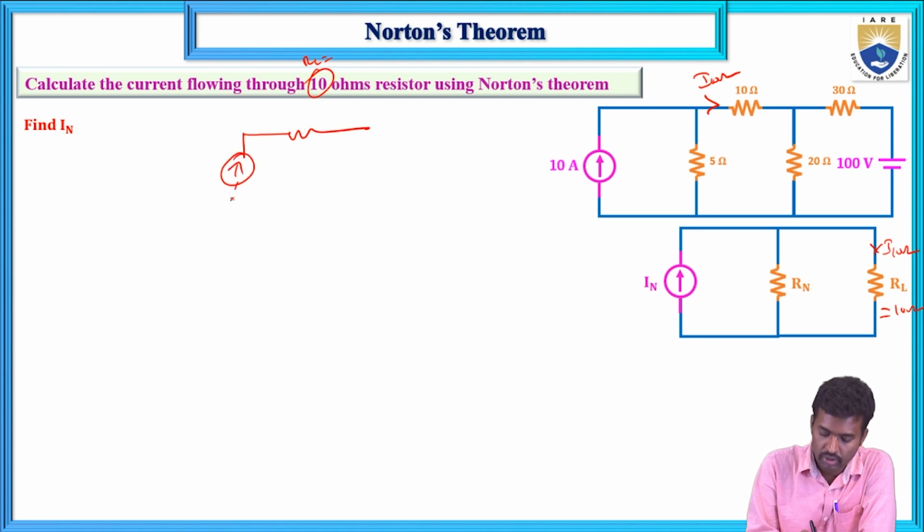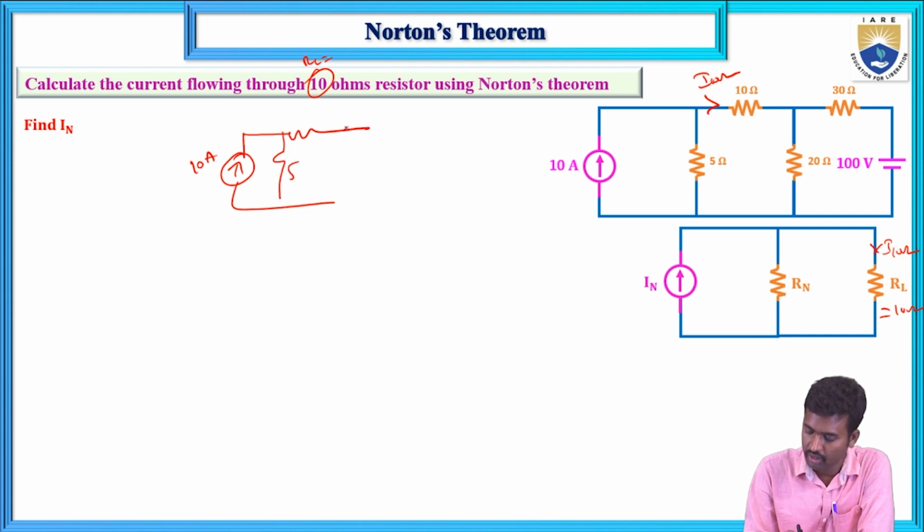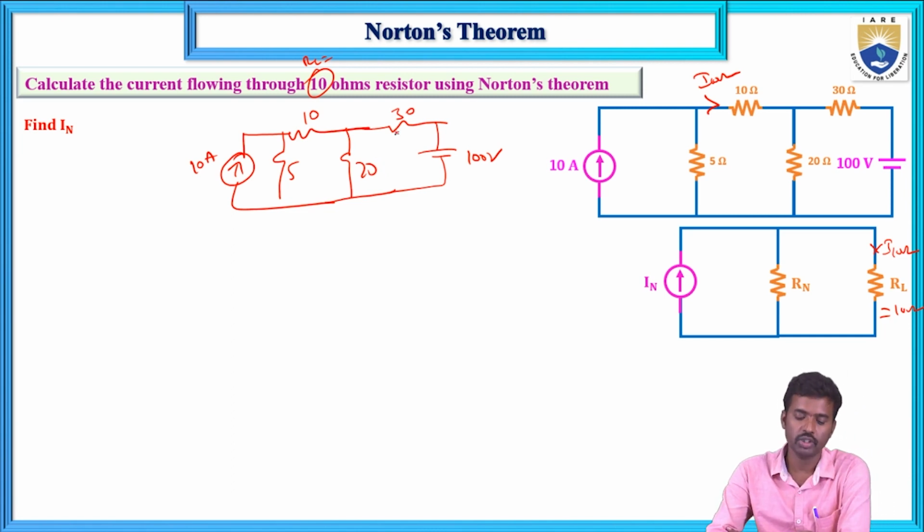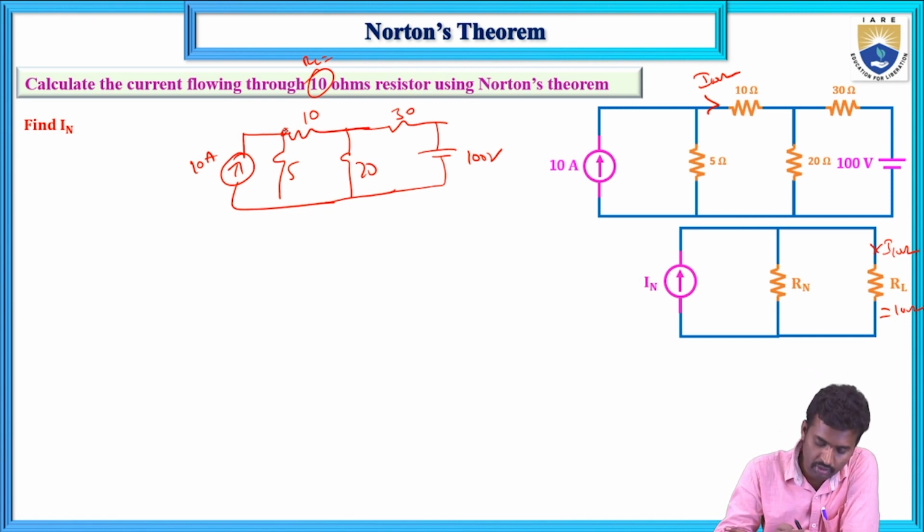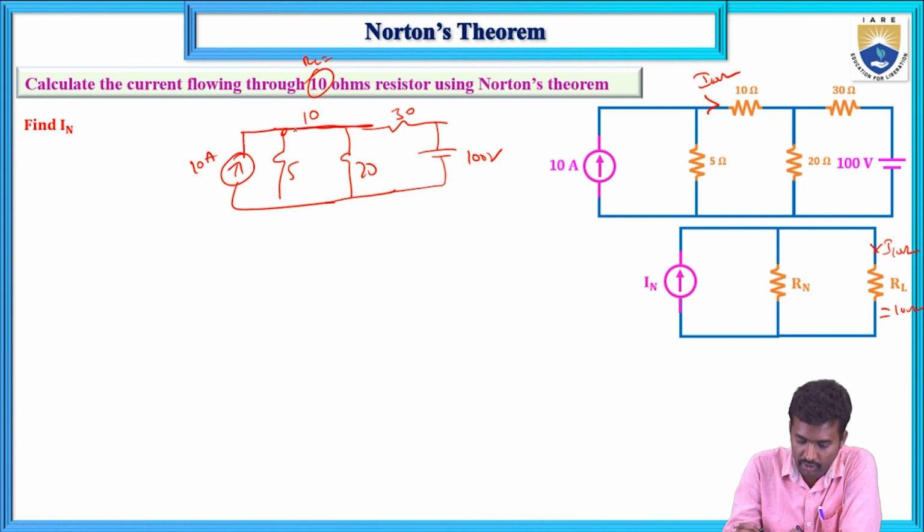This is the current source 10 ampere, and this is 5, this is 20, this is 10, and this is the 30, and this is the 100 volts, 20 ohms. Now first remove the load resistance from the given circuit and short the load terminal. So this 10 ohms resistor is replaced by a short circuit, and calculate the short circuit current.